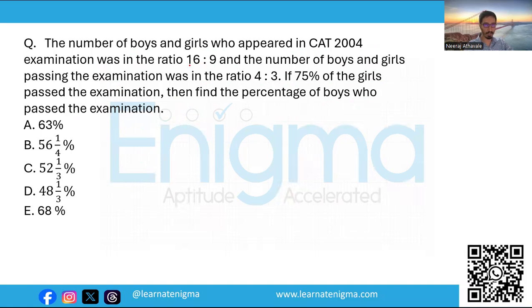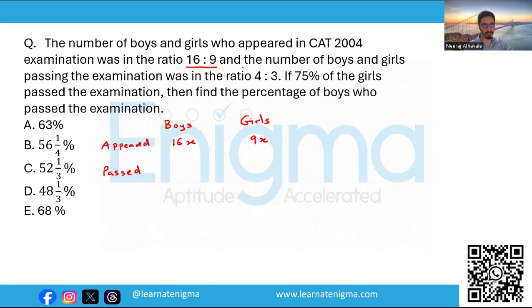Okay. Now, we have been given the ratio of boys and girls who have appeared and then who have passed as well. So let's assume that the number of boys who appeared was 16x and the girls was 9x.